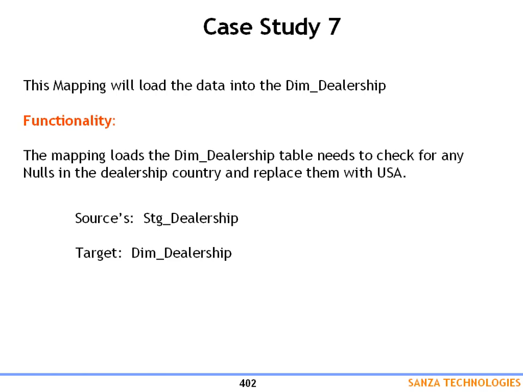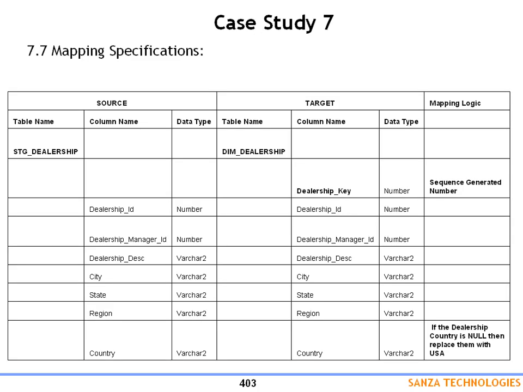The mapping loads the dealership table. Before it loads, it has to check if there is any null value in the country column, and you have to replace it with USA. That is one requirement. And whenever you load the data into the dimension dealership table, you have to load with a sequentially generated number.